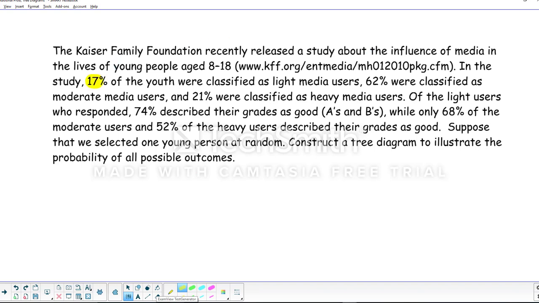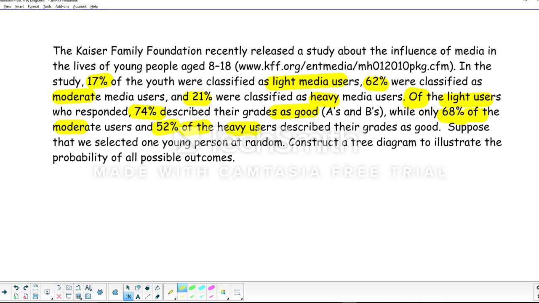So I see 17% were classified as light media users, 62% were moderate, and 21% were heavy media users. And then I see this big phrase here, of the light users, 74% were described as having good grades. Why I highlighted "of" here is because I want to make sure I recognize that as being a conditional probability. 68% of the moderate users and 52% of heavy users describe their grades as good.